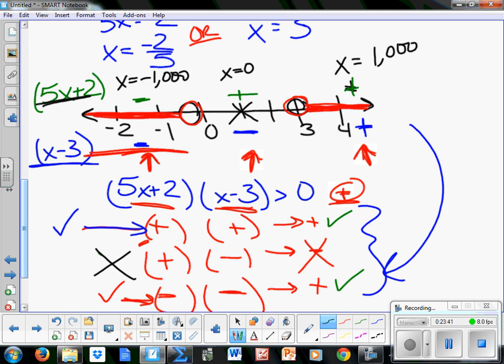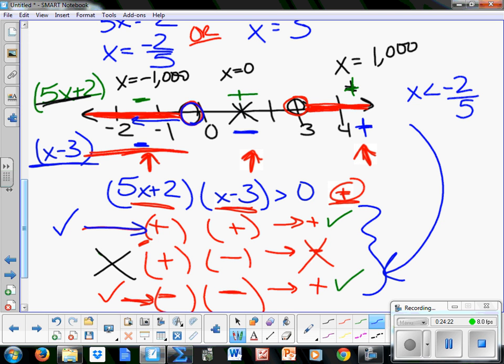Now we still have to write our actual solution, which is all the values that make this true. Our boundary is at negative 2/5, and all x values less than negative 2/5 make this true. So x is less than negative 2/5. Can it be equal to? No, because this is an open circle, it's not included.